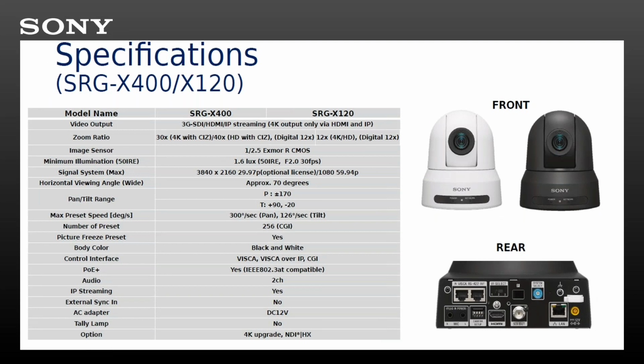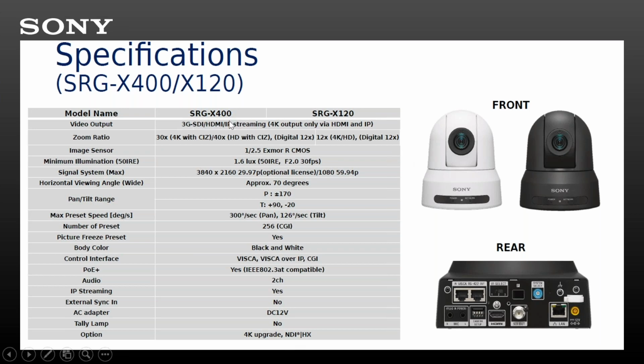Now you'll notice that on your SRG X400 and SRG X120, immediately there's no tally lamp, nor is there an external sync. That is one of the biggest differences between the BRC and the SRG models. However, you still have the ability of having 4K with a license upgrade and NDI as an option. NDI is also an option on the BRC X400 if needed.